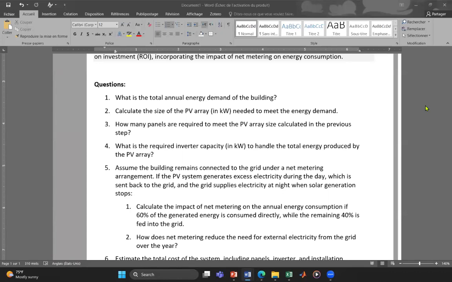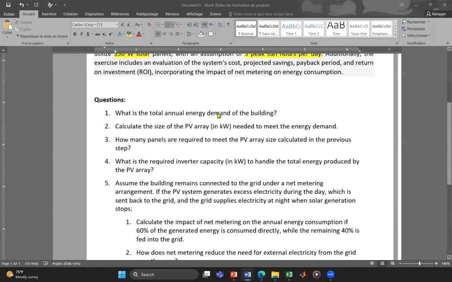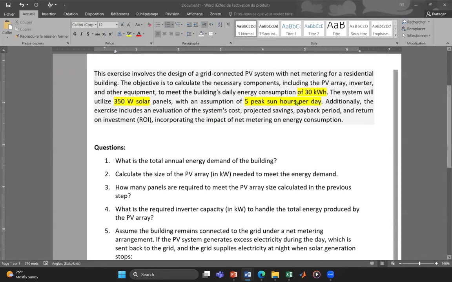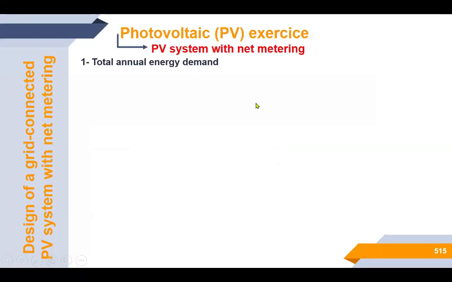After this introduction of the exercise, let's start with the first question. The first question is, what is the total energy demand or annual energy demand for the building? So based on the daily energy demand, we will calculate, of course, the annual. The second one is to calculate the size of PV panel needed to meet the energy demand based on the available sunlight power. Okay, let's switch to the first answer.